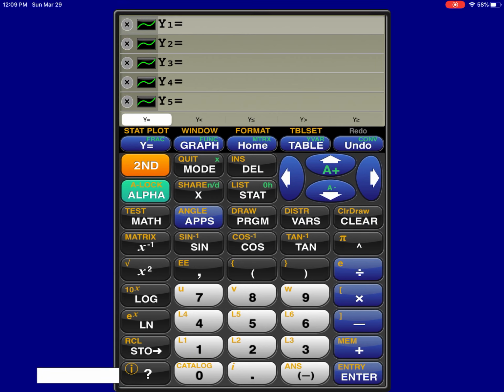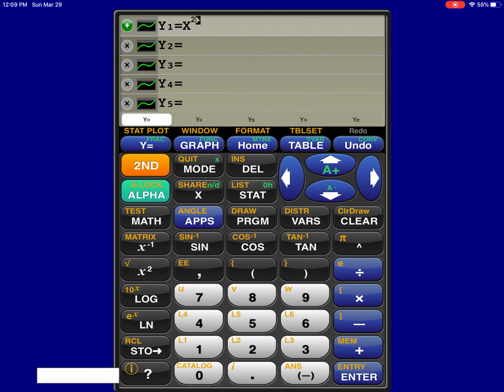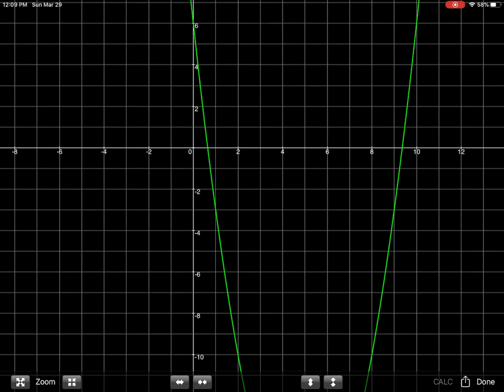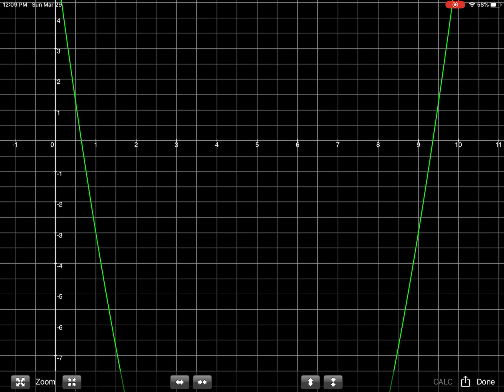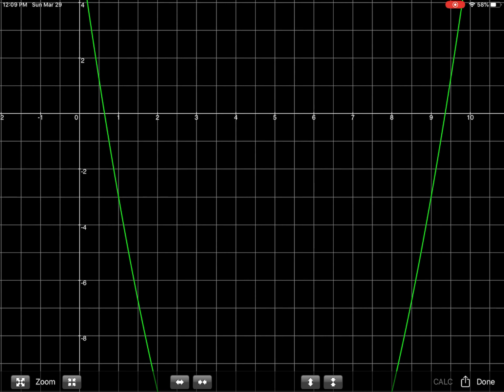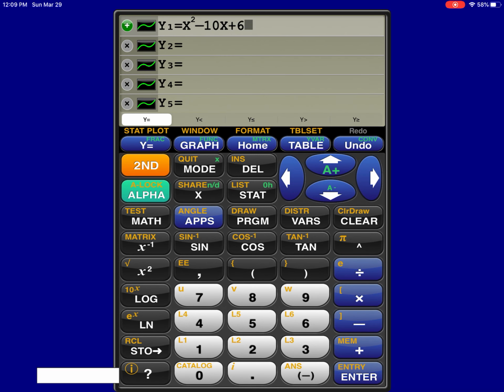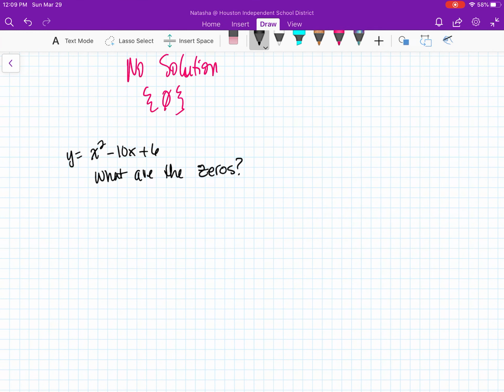So we have x squared minus 10x plus 6. All right, and we're going to graph this. If I look at my graph here, I have two intersections on the x-axis. Oh, sorry, I put in the wrong equation. That should be plus 16. Let me fix my equation on here. That should be plus 16.